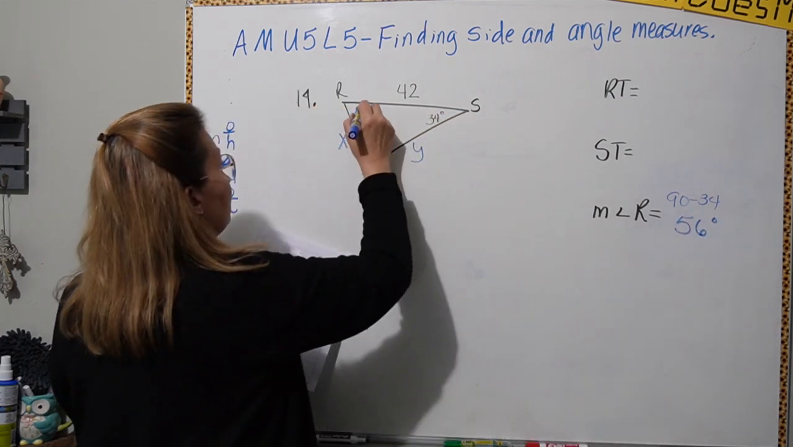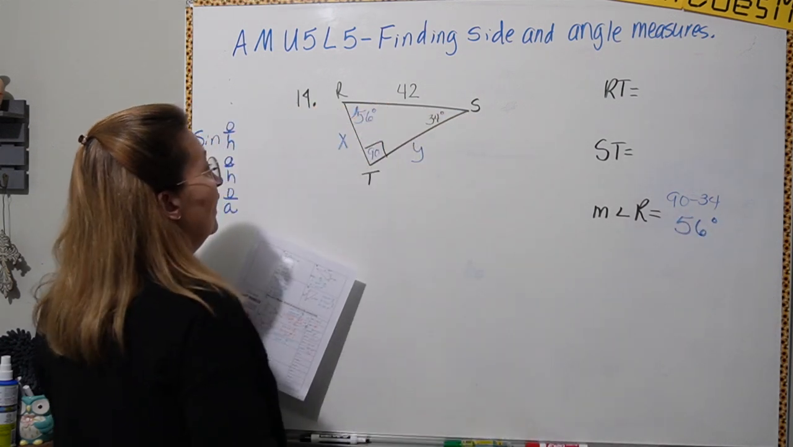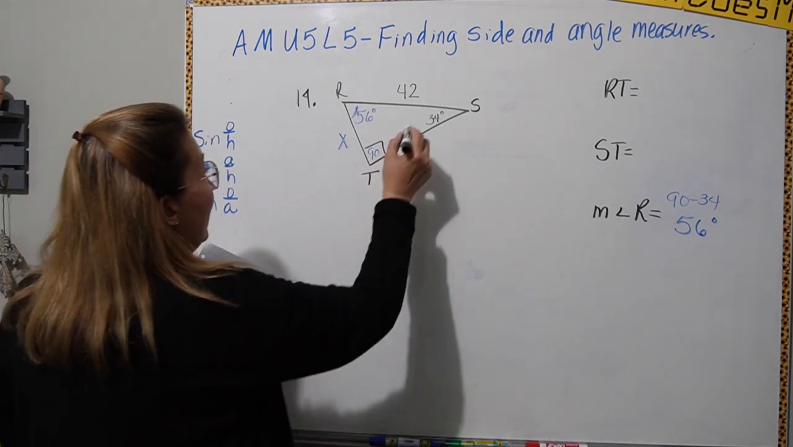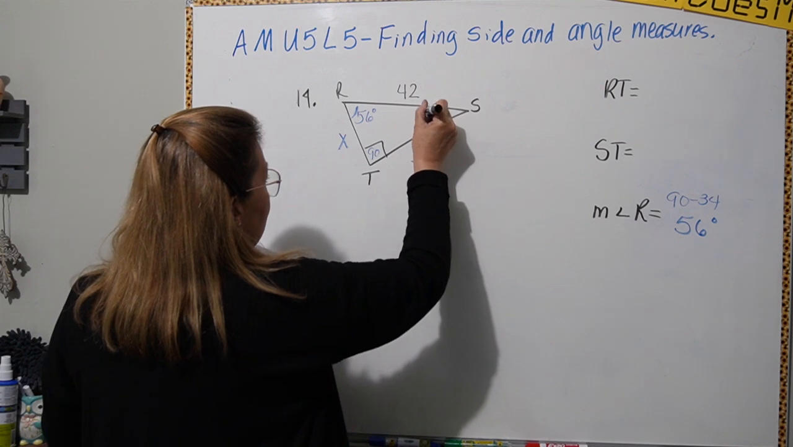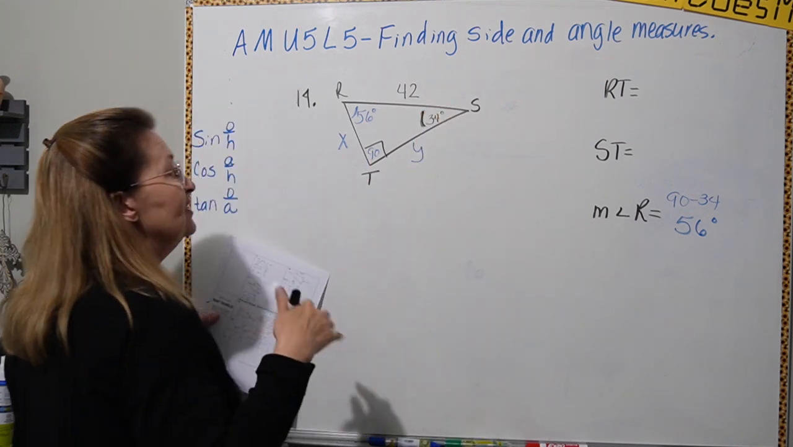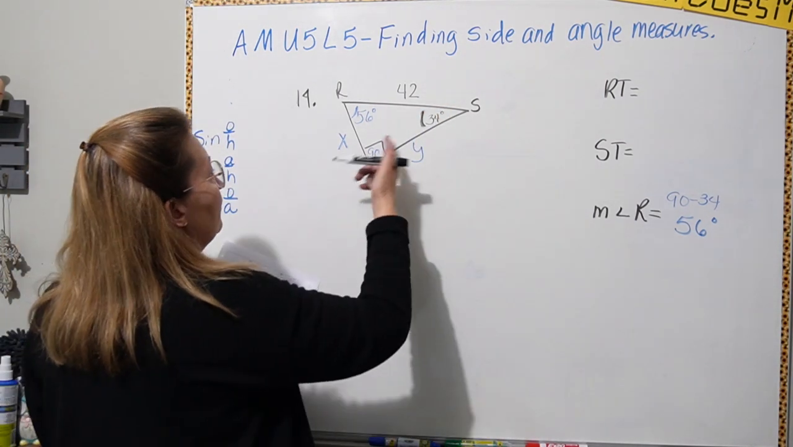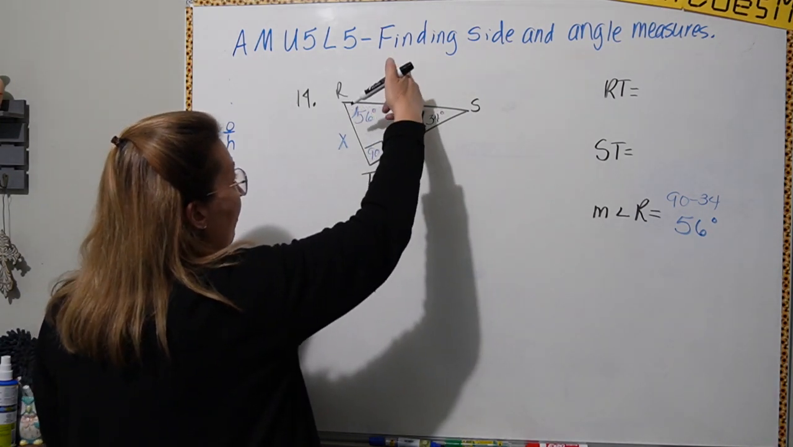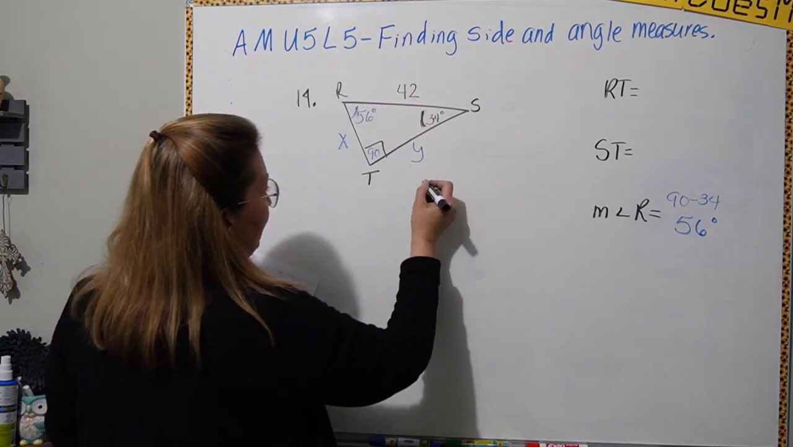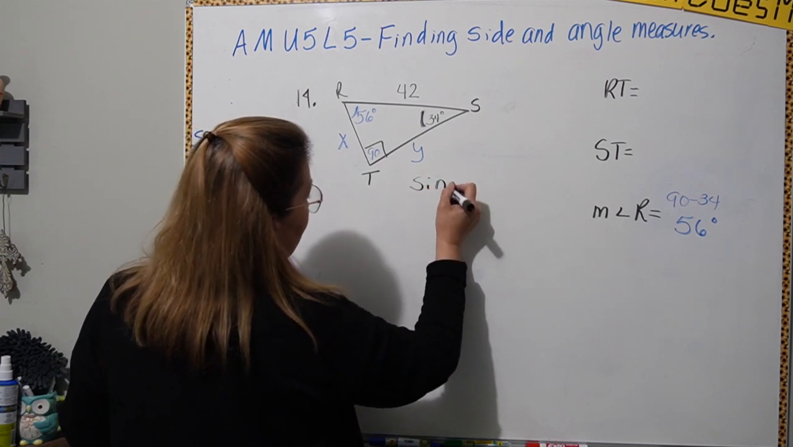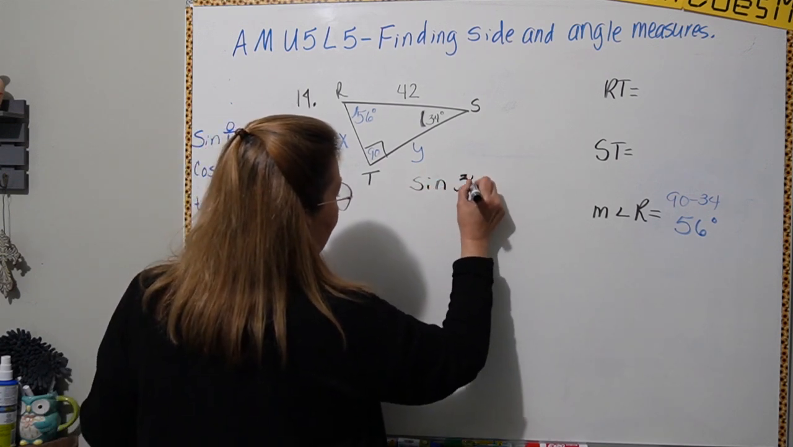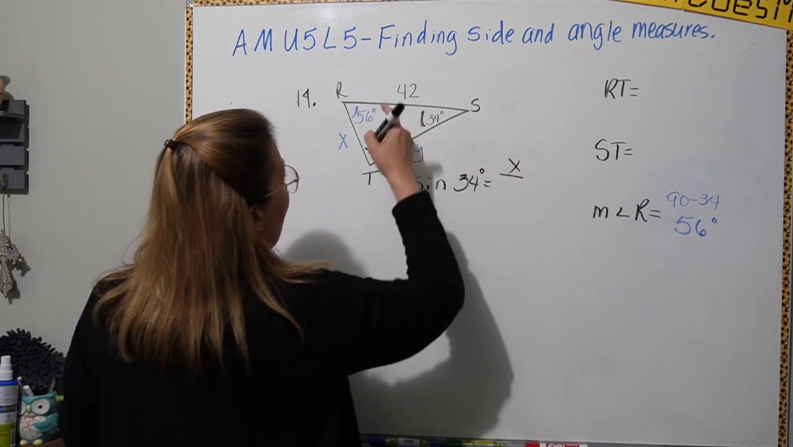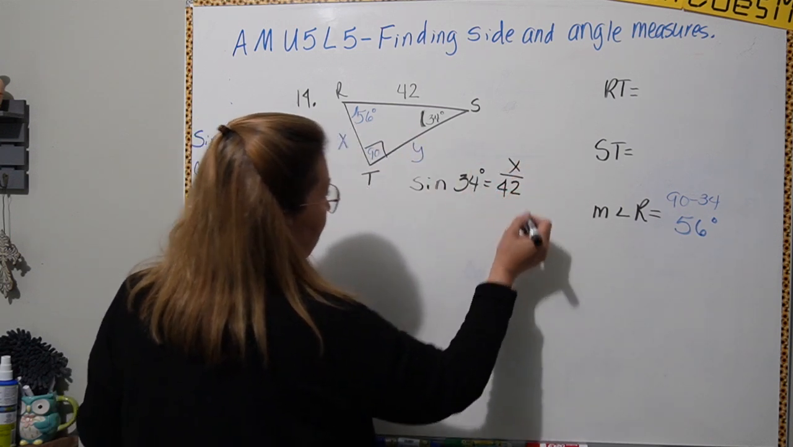All right, so that was the first part. Now to use my trig functions on the rest of this. This is the angle I want to use if possible, because that's the angle that was given to me. So if I'm looking for this side opposite and I have the hypotenuse up here, which function is that? Well, that's your sine function. So it's going to be sine of 34 degrees is equal to the side opposite, which is x, over the hypotenuse, which is 42. Okay?